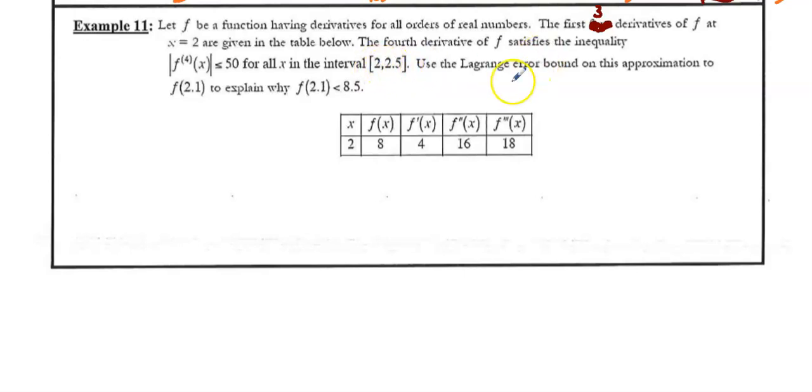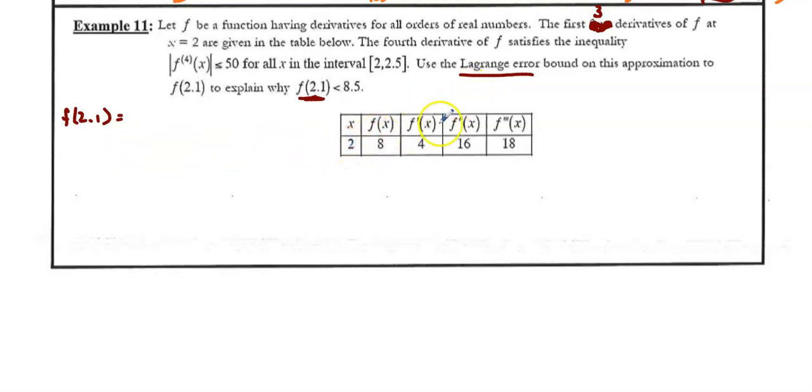So it says use Lagrange error bound on this approximation to f of 2.1 to explain why f of 2.1 that we're going to get using the Lagrange error must be less than 8.5. So I did an example pretty similar to this in my previous video. It was actually example number 9. So all we're going to do here is find our approximation for f of 2.1. We're going to find the Taylor approximation using this chart, and then we're going to add to it the error that we get using the Lagrange error formula.